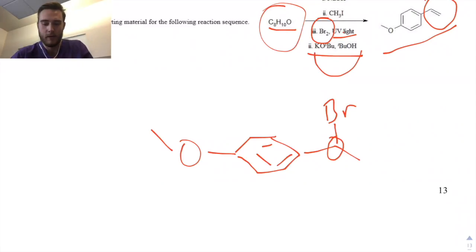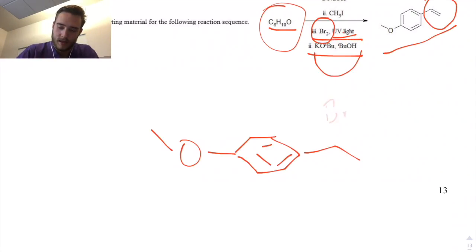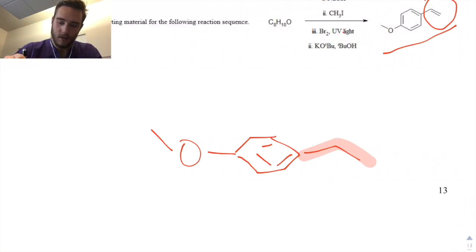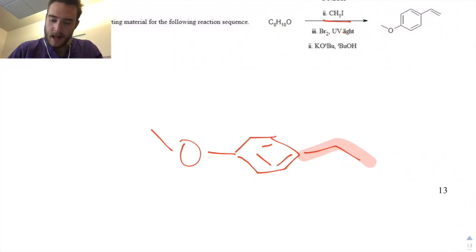Okay, we've worked backwards a little bit, but we know that we added this bromine, so it didn't originally have it. So let's get rid of it and think that this right here is how the molecule looked before. Next, we see that the CH3I was added. And the I is a good leaving group on the methyl.